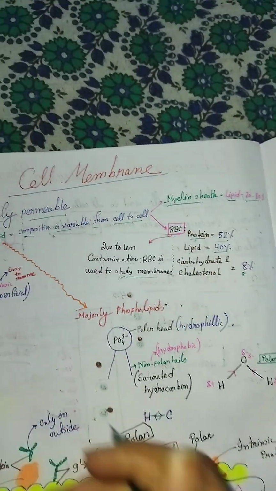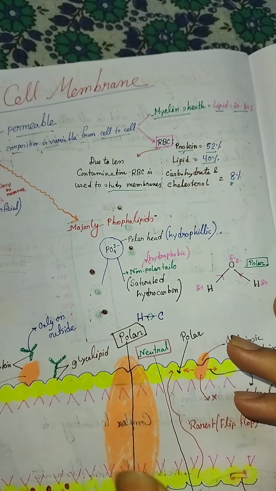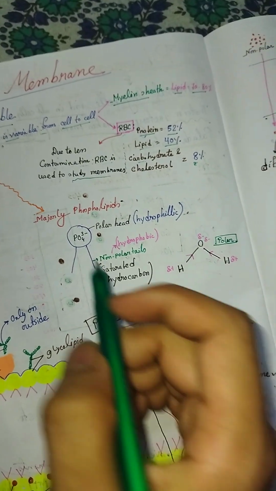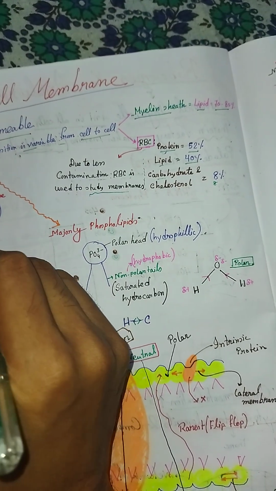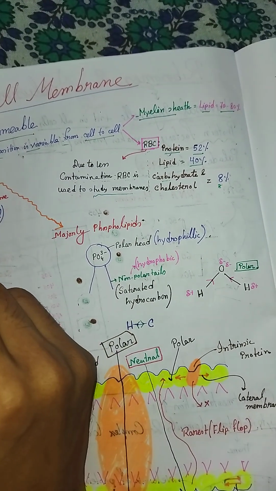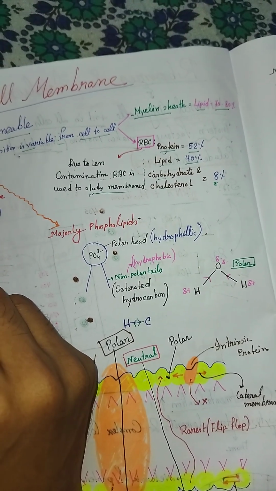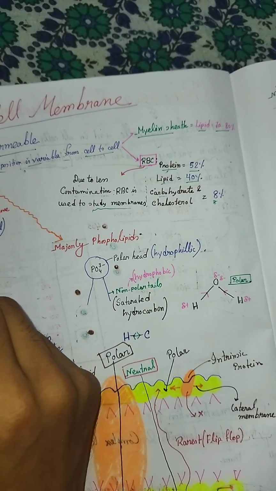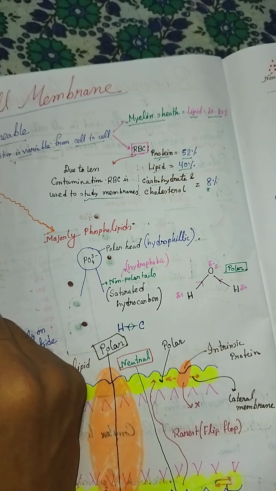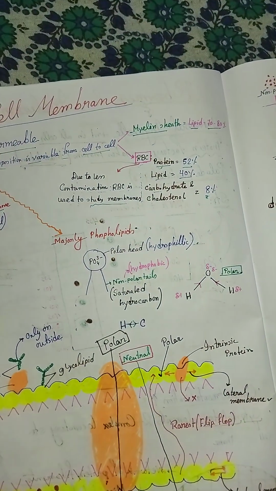Proteins, on the basis of ease of extraction, are of two types: intrinsic or integral, and extrinsic or peripheral. Intrinsic proteins are partially or totally buried or embedded, and difficult or hard to remove. Extrinsic proteins are easy to remove, or superficial.